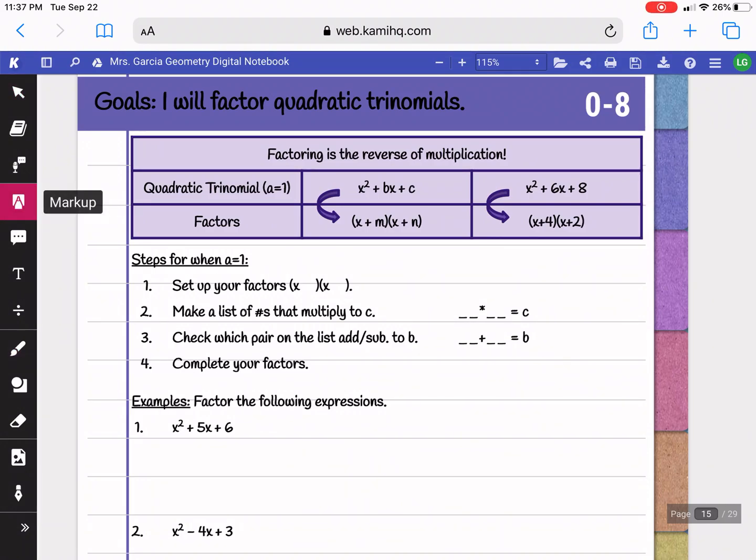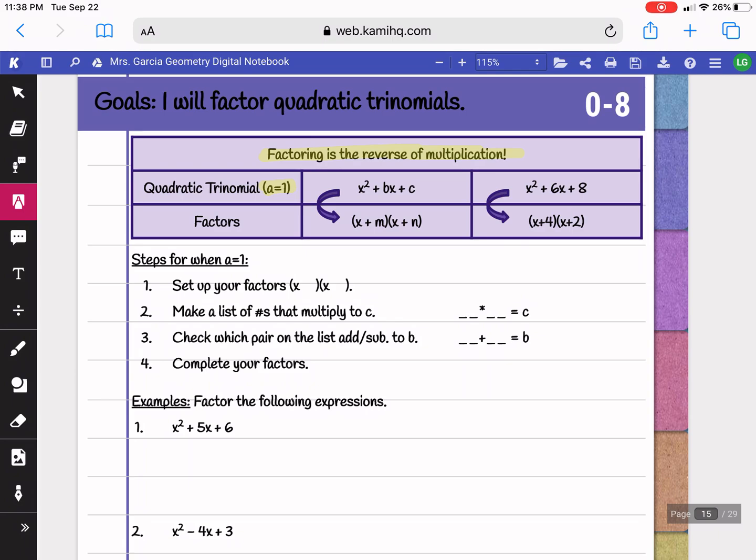In topic 08, we're going to be factoring quadratic trinomials. Factoring is the reverse of multiplication, so you're finding out what you multiplied to get an expression. Today we're going to focus on factoring when the a is equal to 1. So here we have x squared plus bx plus c. A is usually the number in front of x squared, but here it's a 1.